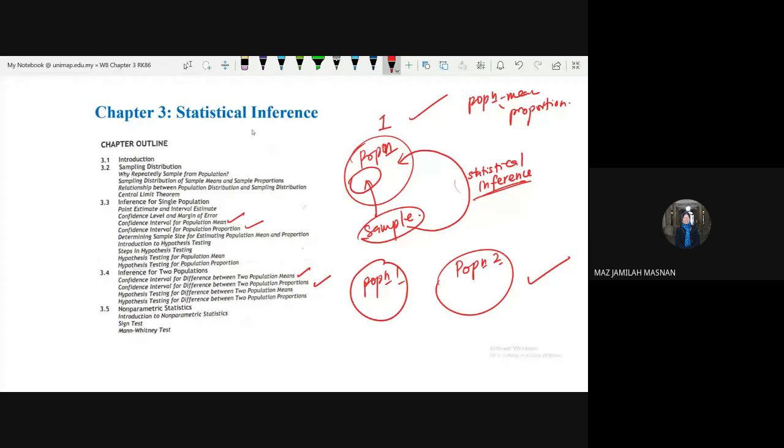The same goes for two populations. So we are going to look at the mean of our first population and the mean of our second population, and the same goes for the proportion of our first population and the proportion of our second population. Okay, so this is what we are going to do in chapter 3. And we know that from chapter 2, the last part is what we call the normal probability distribution.